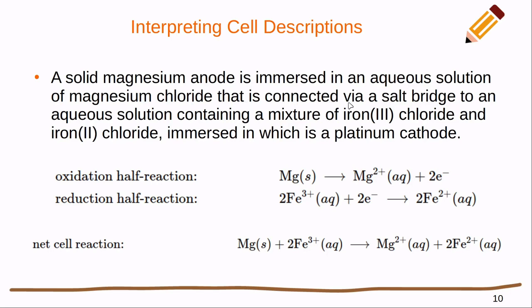Now it says it is connected via a salt bridge, meaning I'm moving away from my oxidation half cell towards my reduction half cell. An aqueous solution containing a mixture of iron 3 chloride and iron 2 chloride. Now I have to make a little bit of an educated decision here. I know that I already did my oxidation half reaction, meaning I already produced electrons. I now need a reduction half reaction. I need a reaction where I'm going to be accepting electrons.